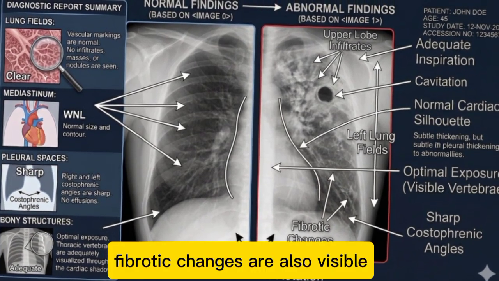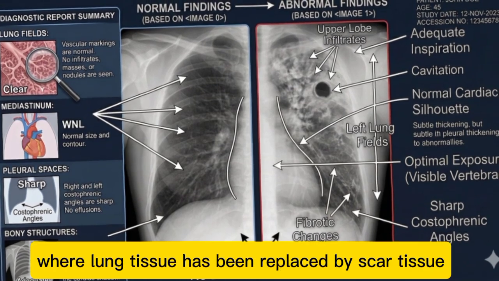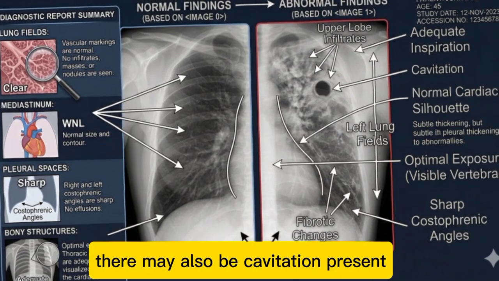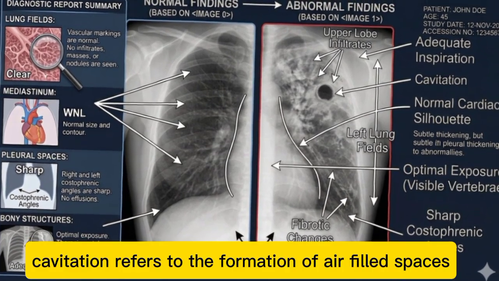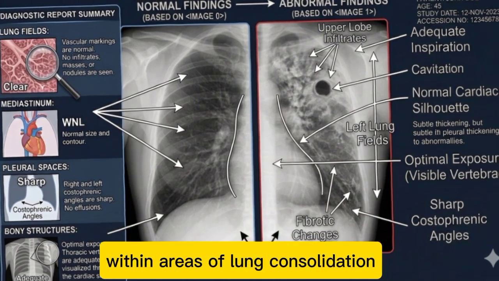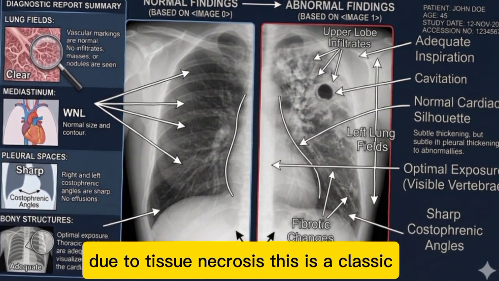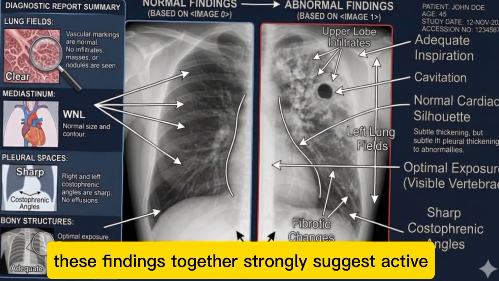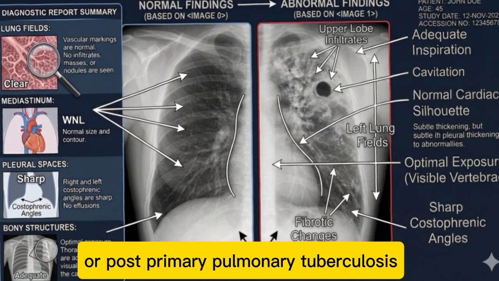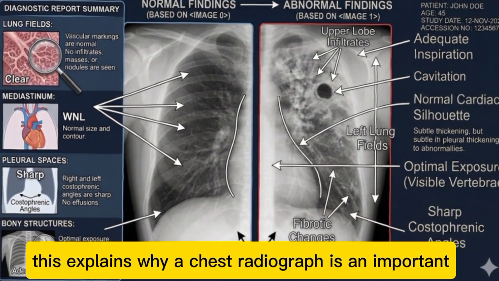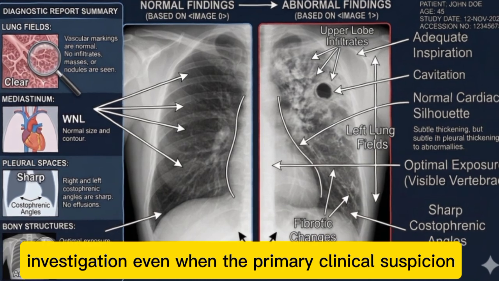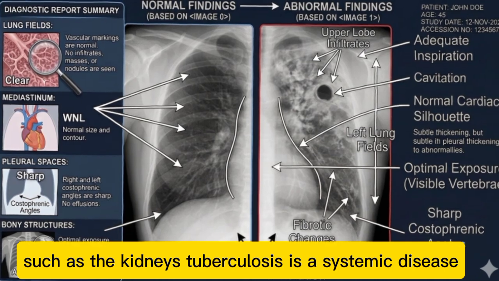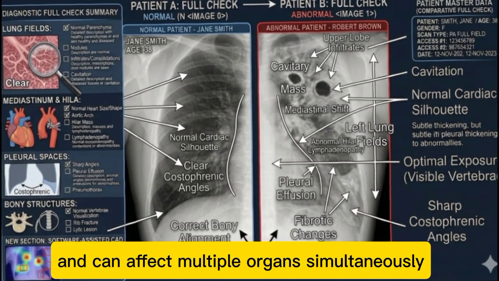Fibrotic changes are also visible. Fibrosis indicates chronic infection, where lung tissue has been replaced by scar tissue due to prolonged inflammatory response. There may also be cavitation present. Cavitation refers to the formation of air-filled spaces within areas of lung consolidation due to tissue necrosis. This is a classic radiographic feature of advanced tuberculosis. These findings together strongly suggest active or post-primary pulmonary tuberculosis. This explains why a chest radiograph is an important investigation, even when the primary clinical suspicion may be related to another organ system such as the kidneys. Tuberculosis is a systemic disease and can affect multiple organs simultaneously.